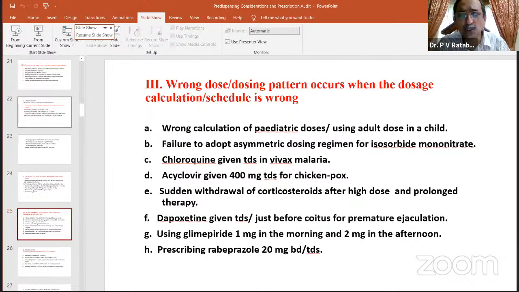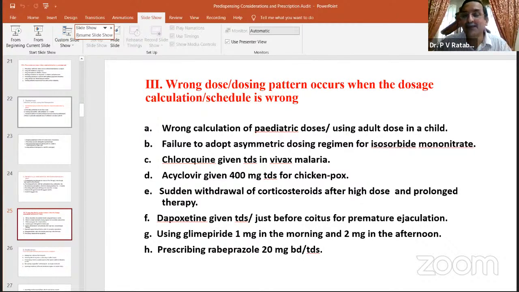Thousands of prescriptions of isosorbide mononitrate must have come to you. So here you can educate the patient. Even if the doctor has written BD, you have to educate the patient. If he takes the first dose at 9 o'clock, the second dose has to be after 7 hours. So 3 o'clock or 4 o'clock. So the second dose should fall within 7 to 8 hours, not BD, not after 12 hours like other drugs, because it follows an asymmetric dosing pattern to prevent tolerance.